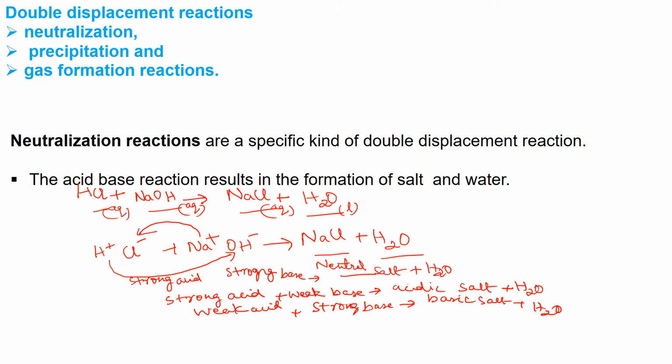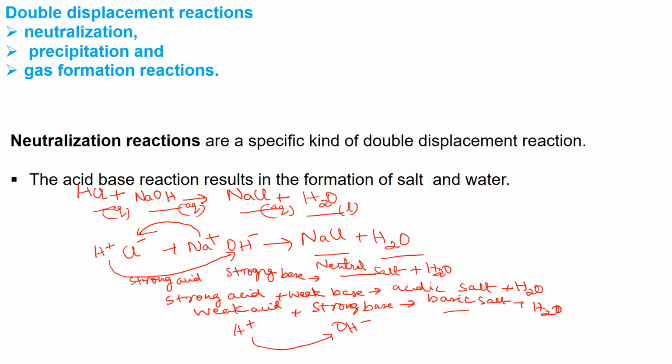Why is basic salt formed? You know, acidic property means H plus ions will be there, and basic property means OH minus ions. H plus ions are fewer in a weak acid, whereas in a strong base OH minus ions are more. So here H plus ions are not enough to neutralize the OH minus ions. So OH minus ions will be remaining in the salt. That is why basic salt is formed. In strong acid and weak base, it is just the opposite. That means strong acid has more H plus ions, weak base has fewer OH minus ions. So H plus ions will be remaining in the solution. That is why acidic salt is formed.